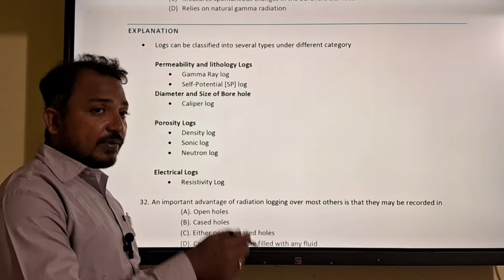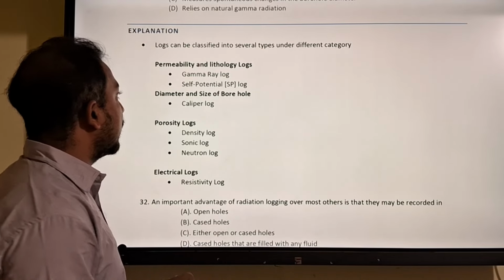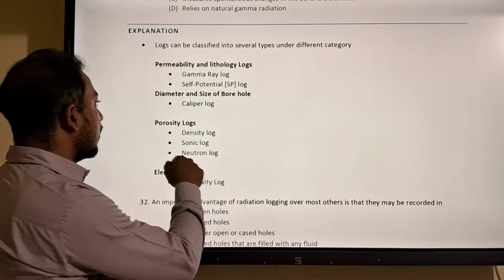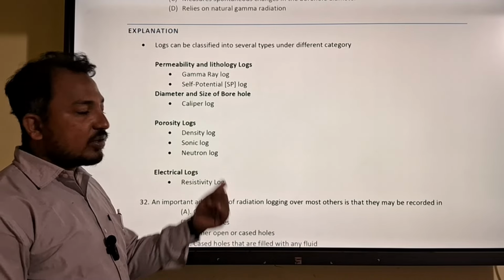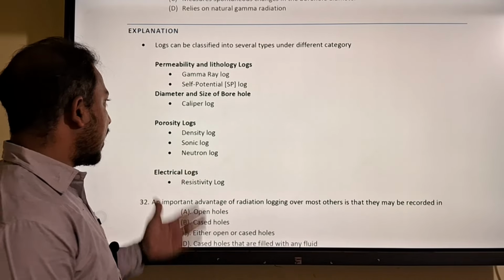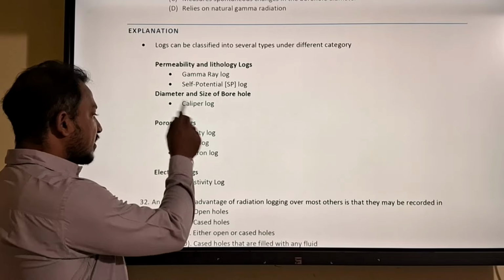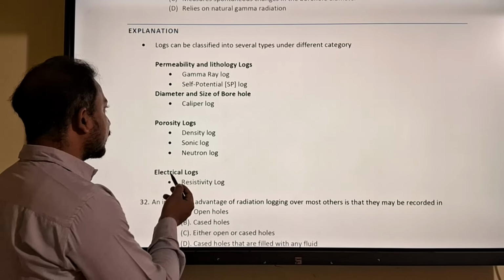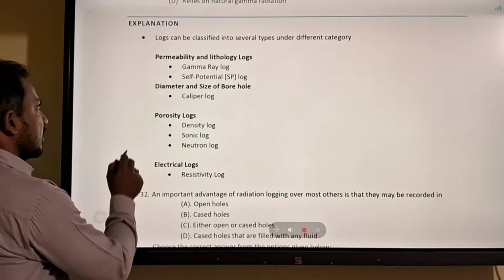Then if you know the diameter or size of the borehole, it is called a caliper log, which helps to determine the diameter of the borehole. Then porosity logs: we have density log, sonic log, neutron log. They are called porosity logs. They measure the porosity. Then electrical log is your resistivity log. So remember this, it's very important.